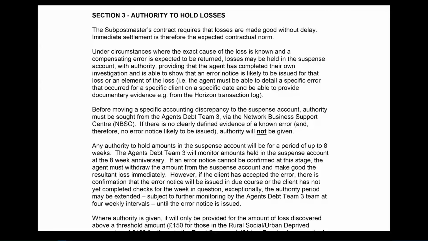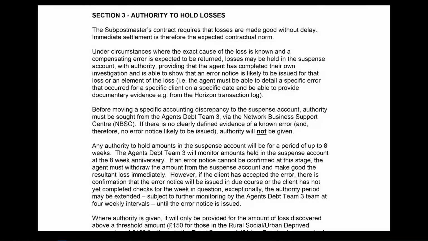Okay. What do you understand, in summary, that to mean? If a sub-postmaster can identify an error, knows that it is likely to lead to an error notice or transaction correction, and can sort of substantiate that, then that would provide them with the circumstances where they could seek authority to hold it in suspense.